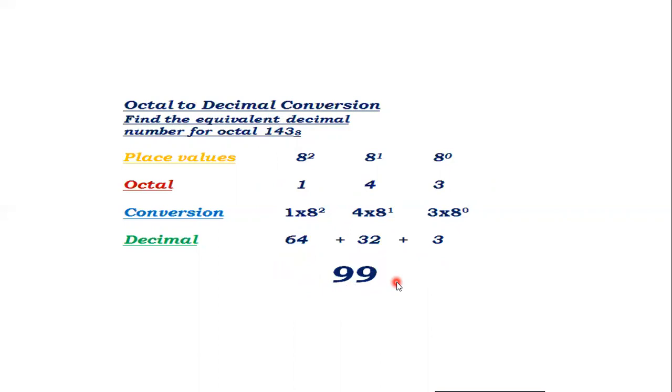Once again, I explain 143. Here we start from 8 power 0, right to left: 8 power 0, 8 power 1, 8 power 2. Then 1 into 8 power 2 plus 4 into 8 power 1 plus 3 into 8 power 0. So 8 power 2 is 64, 1 into 64 is 64, 8 power 1 is 8, 4 into 8, 32. Then 8 power 0 is 1, 3 into 1, 3. So 64 plus 32 plus 3 is 99.